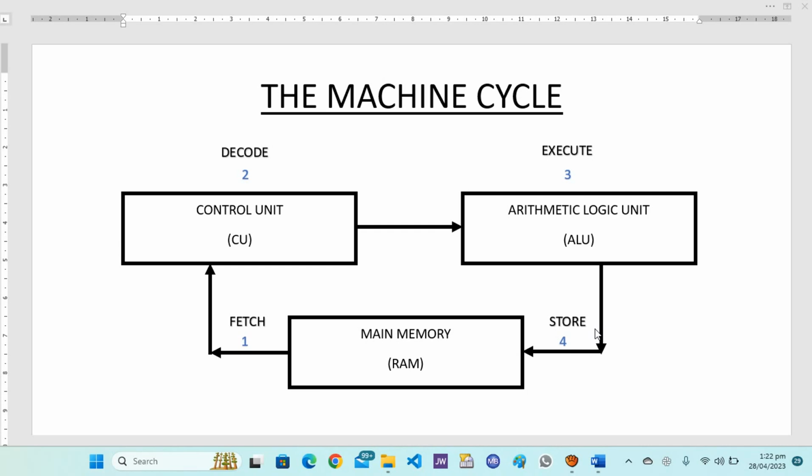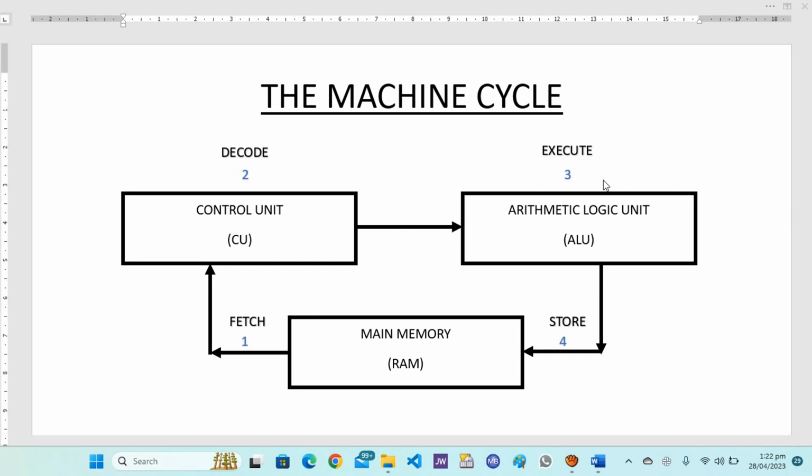The main components involved in the machine cycle are the main memory or RAM, the control unit or CU for short, and the arithmetic logic unit or ALU for short. We want to note that the control unit and the arithmetic logic unit are parts of the processor.